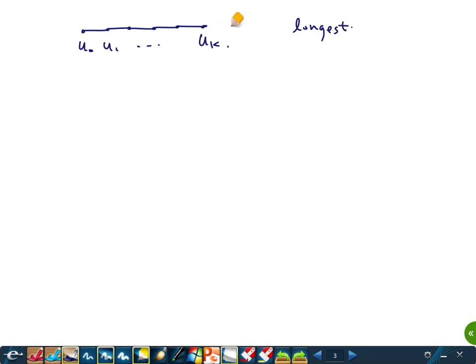So you cannot extend any further from both. And we know, because of the condition, degree of u0 and degree of uk must be 1. Why? If it's not 1, it must have at least one edge coming out from this vertex. And because it's the longest path, you cannot find a new vertex. So that vertex must be one of these.